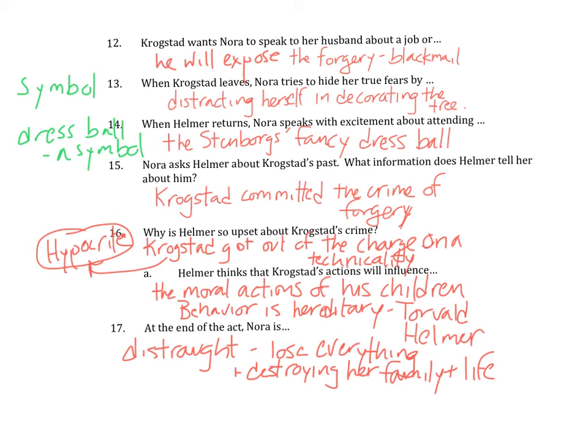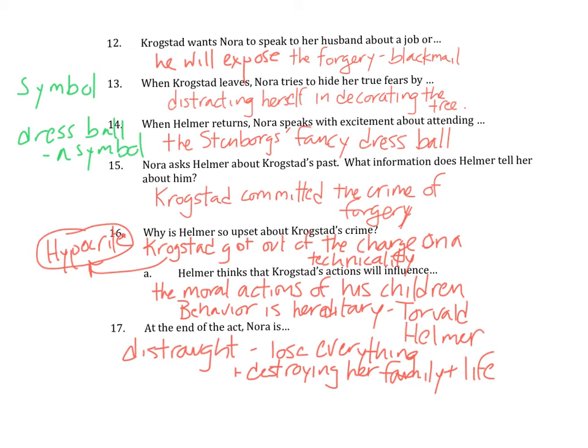But Torvald is so upset about Krogstad's crime because he got out of the charge on a technicality. So Torvald sees Krogstad as a hypocrite. And because he's a hypocrite, Torvald says that Krogstad's actions will influence the moral actions of his children. In other words, Krogstad's own children. That if the father's a hypocrite, so will the kids. The kids imitate what the parents do.